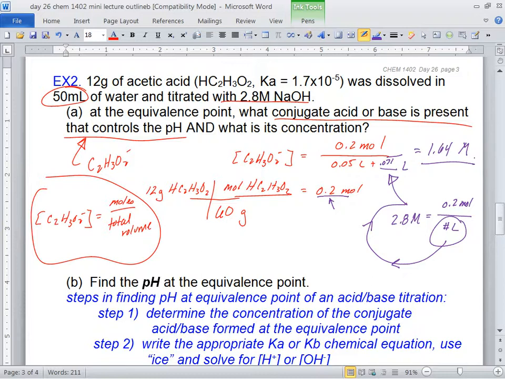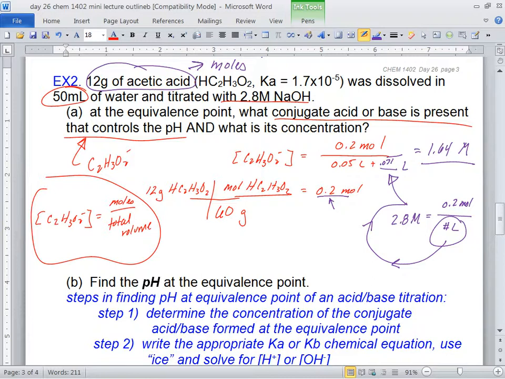So we got to get this into moles, and then we'll have the moles of the conjugate base. And you're right, the conjugate base is C2H3O2, but the 12 grams is the acid. So this has to be HC2H3O2 because what we massed out was the acetic acid. If they would have said 12 grams of, oh, here's a good one. Well, that'll be the next one later. I don't want to confuse you.